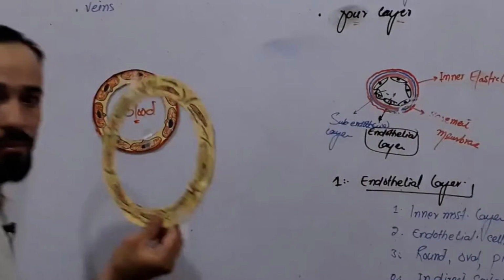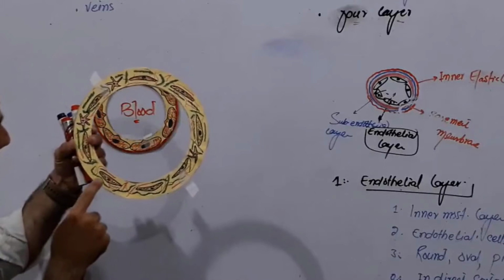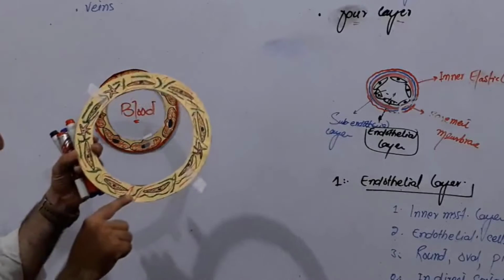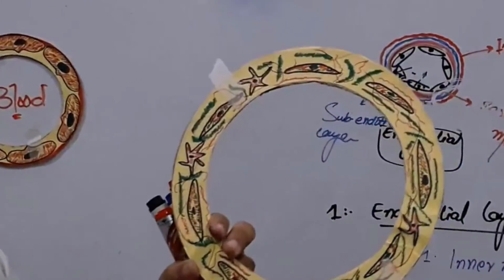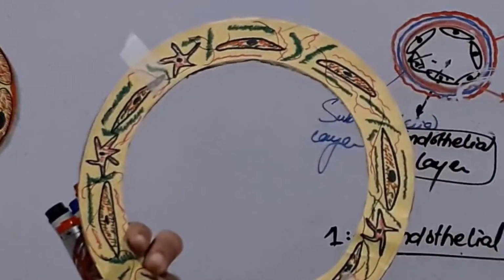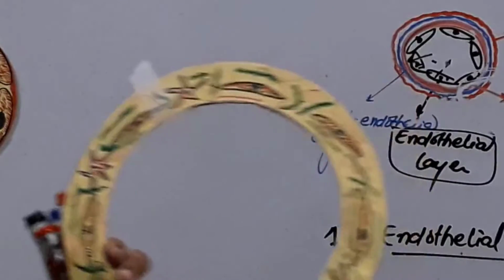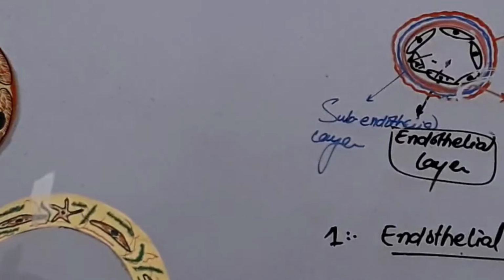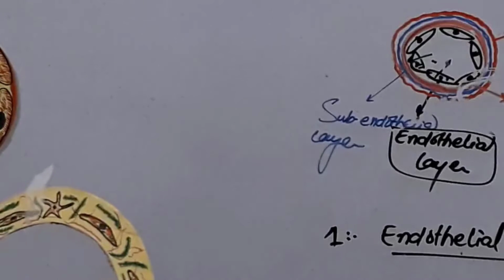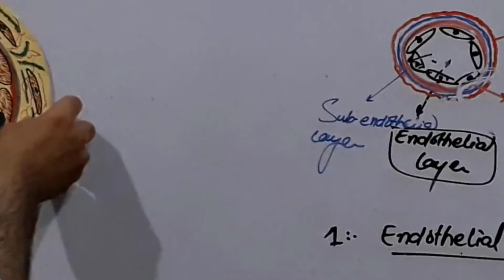Outer to the basement membrane, we have our subendothelial layer. Okay, here we have our subendothelial layer, right? So you can see here that this layer is made up of these green fibers which are called collagen fibers, and they also have these purple lines. These are elastic fibers, right? And these are some cells. I will tell you about these cells. These are some smooth muscle cells, right? So let us put it also here.